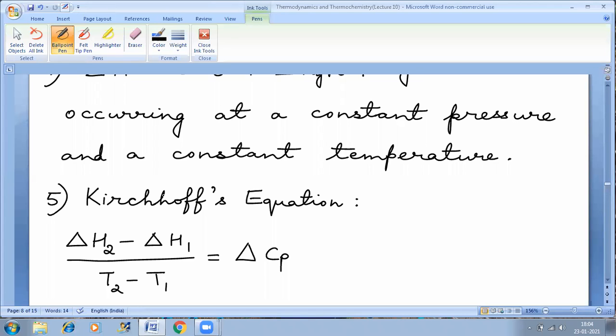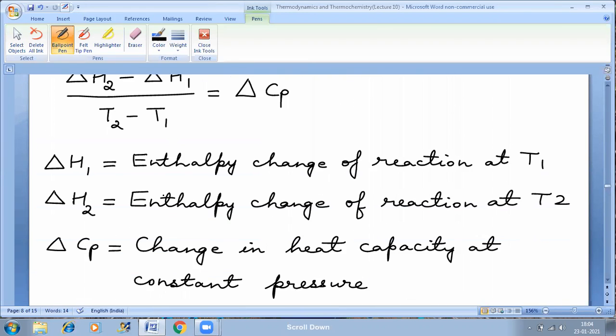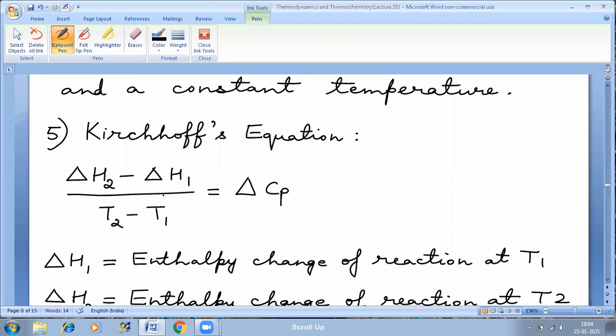Now, if the reaction is carried out at temperature T1, some particular amount of delta H will be there. Delta H1, I'm calling it. Similarly, if I'm carrying out the reaction at some other temperature, that is T2, then again delta H will be some other value, that is delta H2. So delta H2 minus delta H1 upon T2 minus T1 is equal to delta Cp. What is delta Cp? Change in the heat capacity at constant pressure.